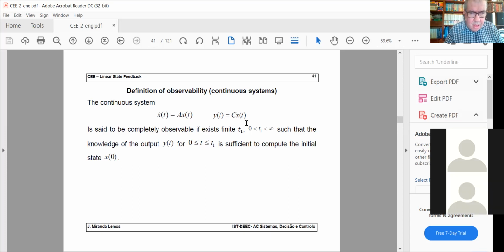C might not be invertible. The inverse of C might not even exist, because suppose that y is a scalar and x is a vector in R^n. So C is a row. There is not even the inverse, you see?